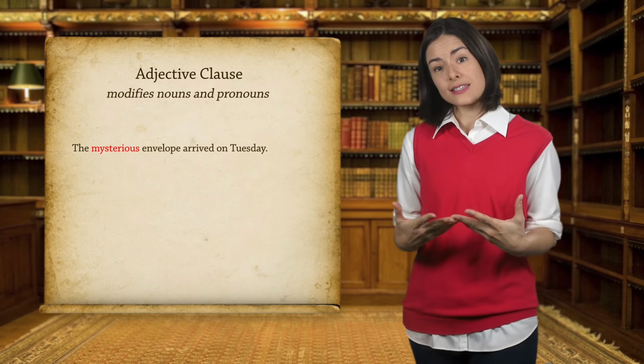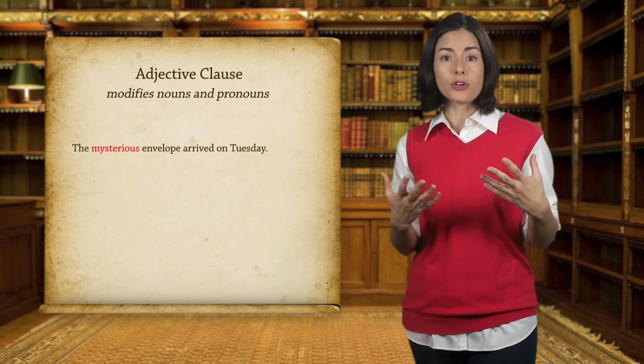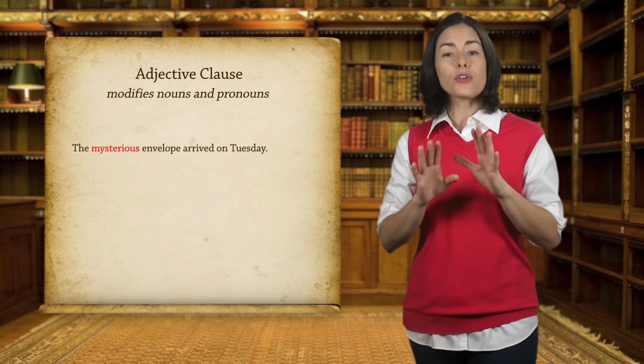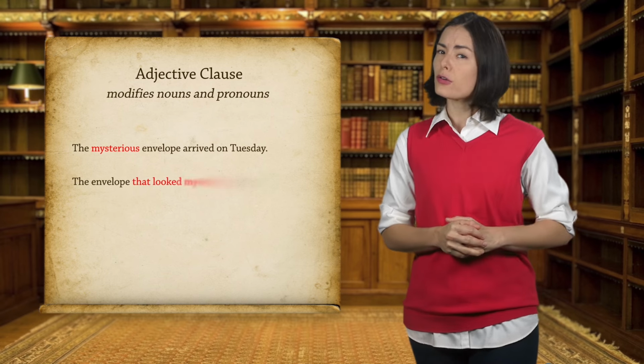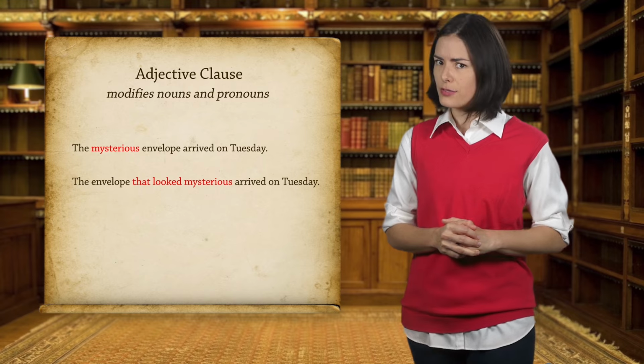We could replace a single word, mysterious, with a group of words, an adjective clause. For example, "The envelope that looked mysterious arrived on Tuesday."